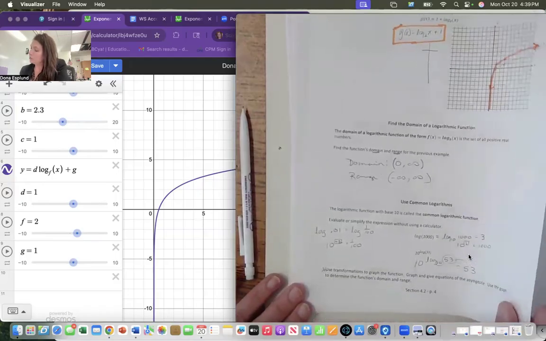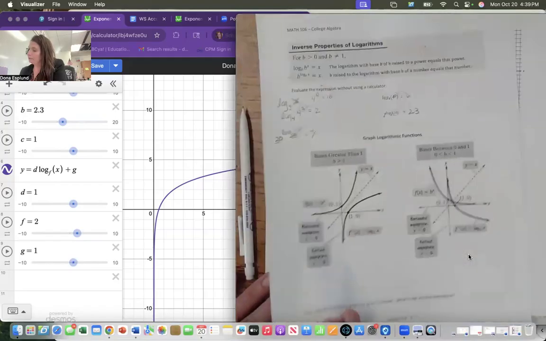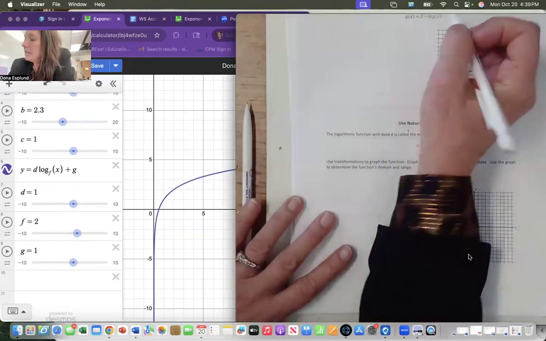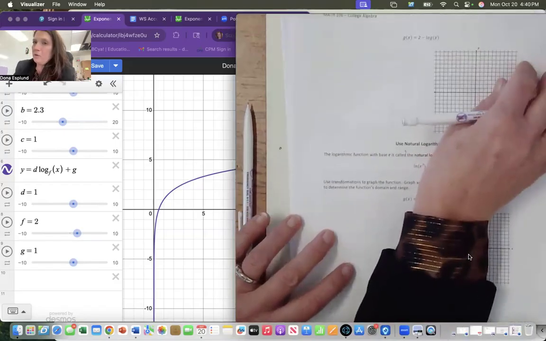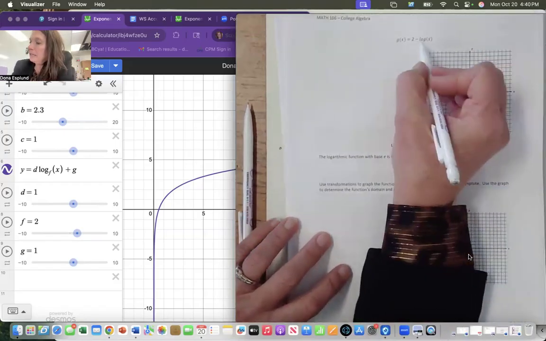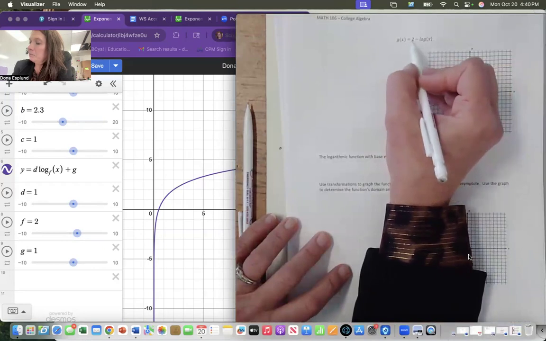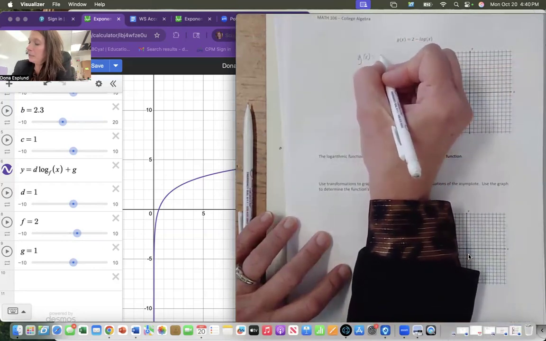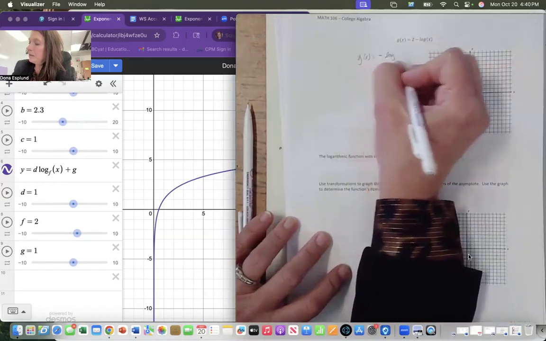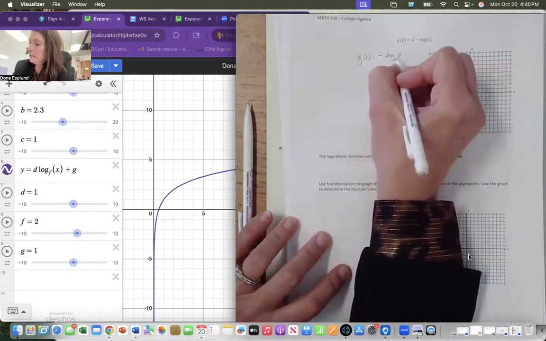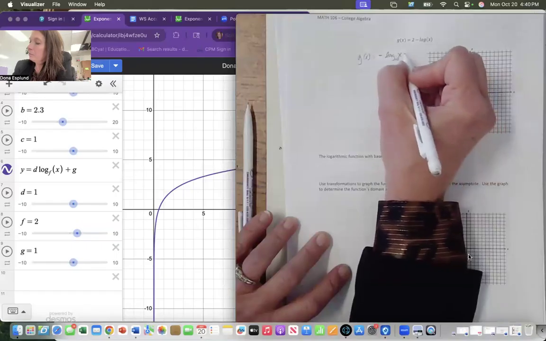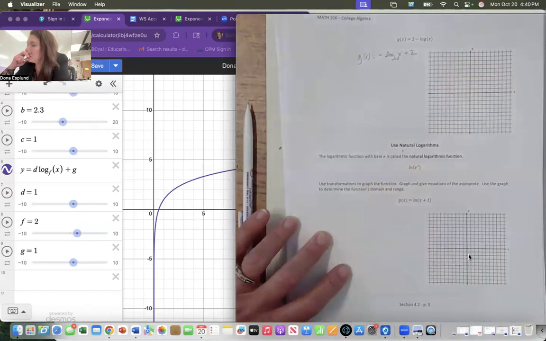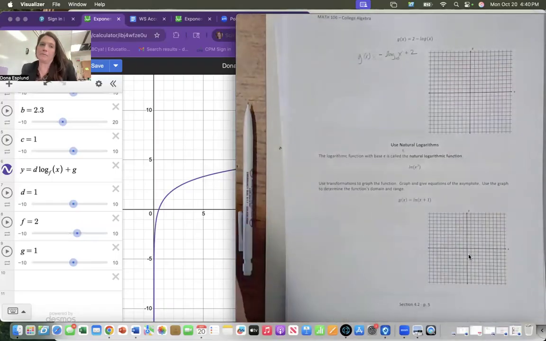So this time, your instructions are right here. You're going to transform the graph. In this case, I've got a transformation of my graph. I have a negative log of x and then +2. Remember, it's base 10 of x and then +2. So my parent function is log base 10 of x, but it's going to be negative.